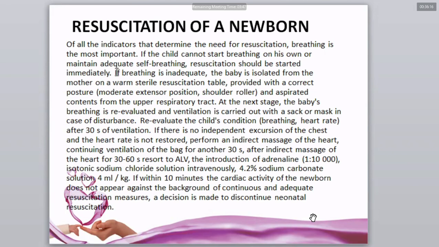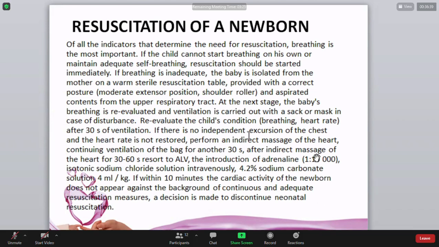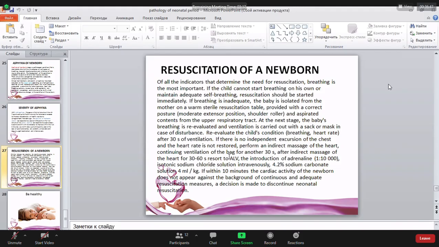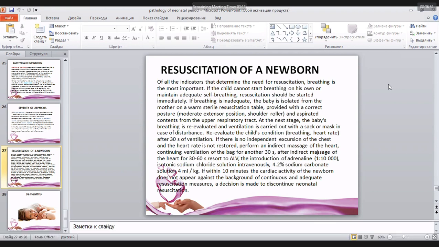You see, at first it is oxygen treatment, then the next stage is the mask. In the case of disturbances, after 30 seconds of ventilation, if there is no independent excursion of the chest and heart rate is not restored, indirect massage of the heart and continued ventilation using the bag for another 30 seconds. After indirect massage of the heart for 30-60 seconds, resort to ILV. The introduction of adrenaline 1 to 10,000, isotonic sodium chloride solution, 4.2% sodium carbonate solution, 4 milliliters per kilogram.